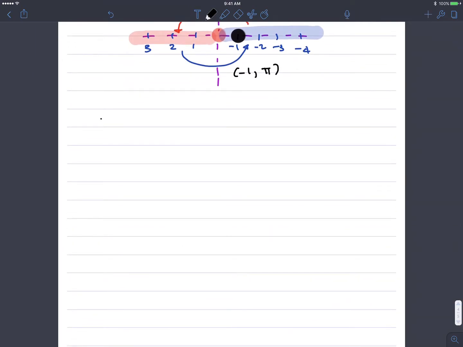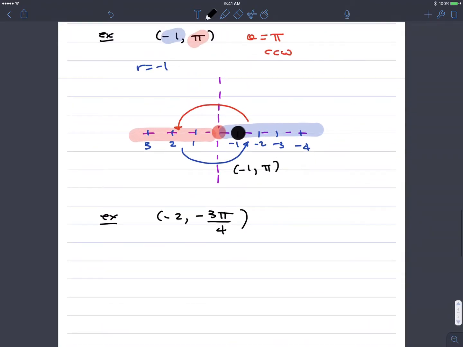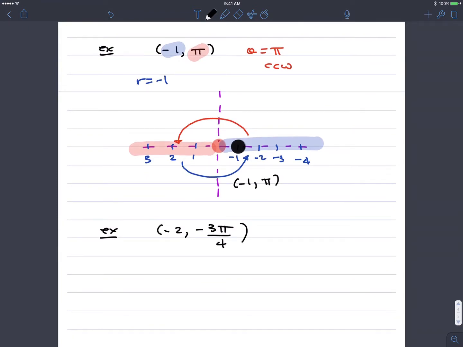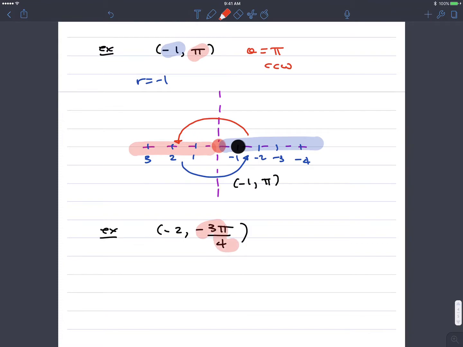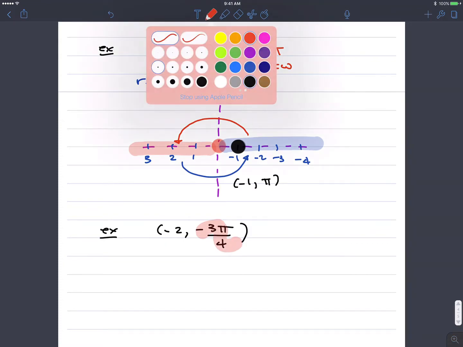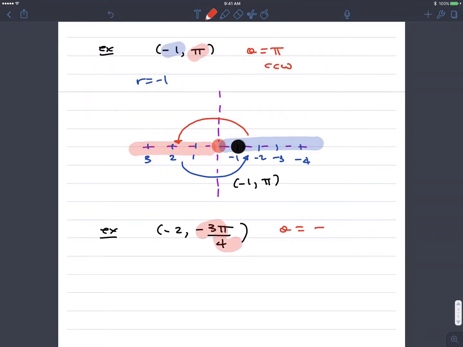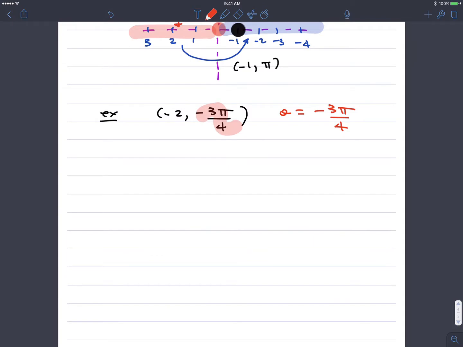Now, you might say to me, like you guys already asked, what if they gave you both negative? What if they did this to you guys, and they said, give me a negative 2, and maybe a negative 3 pi over 4. Where would you plot this location? Again, my angle here is what? Theta is negative 3 pi over 4. Is that true? Okay.